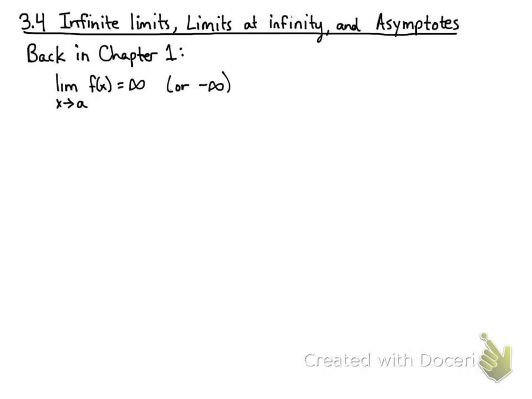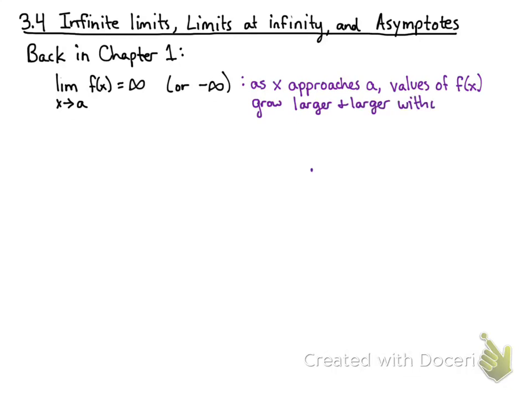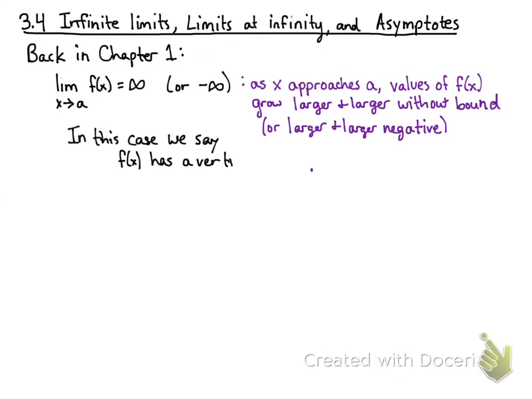This meant that as the x values approached a certain number, a in this case, the y values, or f of x values, would just get bigger and bigger and bigger without stopping. Or if the limit was negative infinity, it meant that the y values would get bigger and bigger negative numbers. When this happens, we would talk about f of x having a vertical asymptote at x equals a.